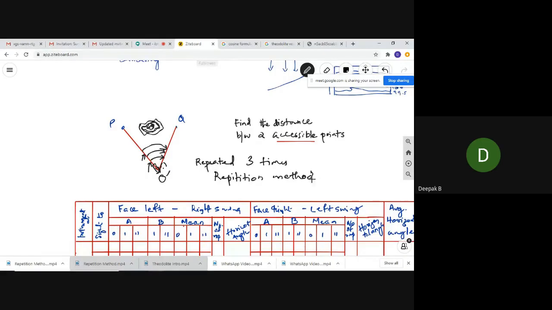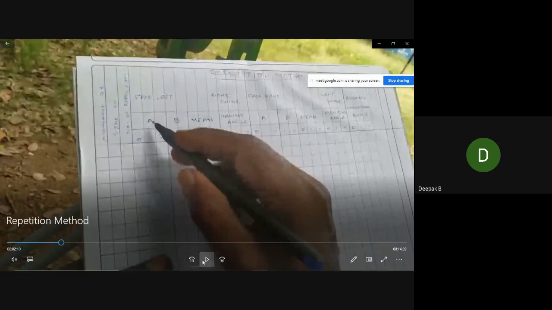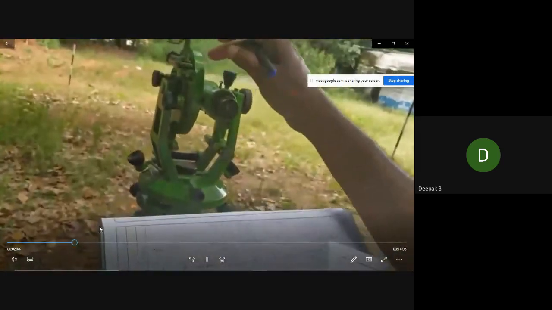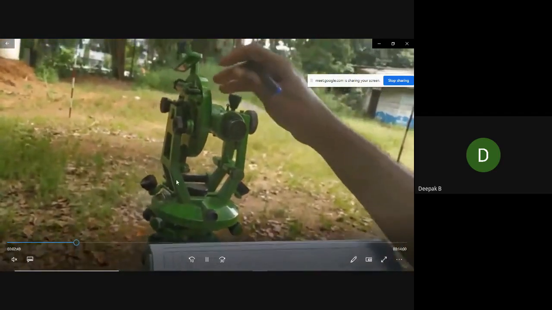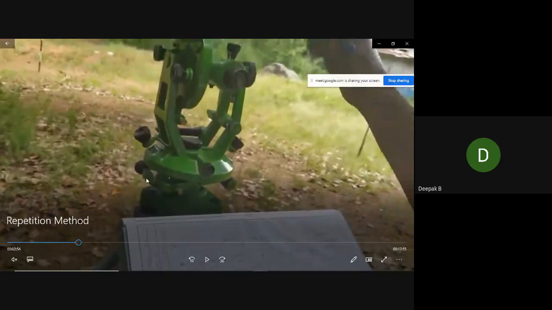There is a reason for doing all these things, and I will explain it to you at the end of the session. So, coming back to the video. Okay, he has cited the point P from the point O, and by fixing the lower plate screw and then unscrewing the upper plate screw, he has made the reading as 0.